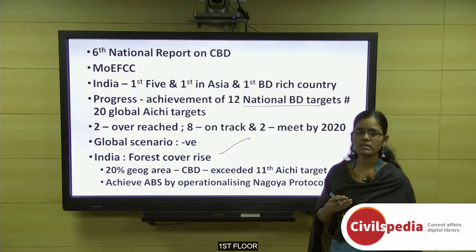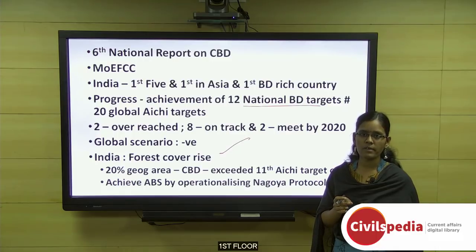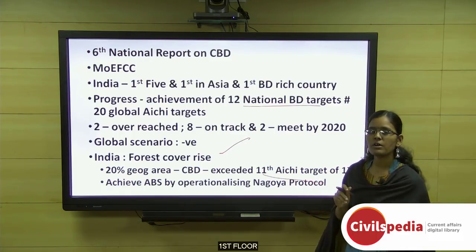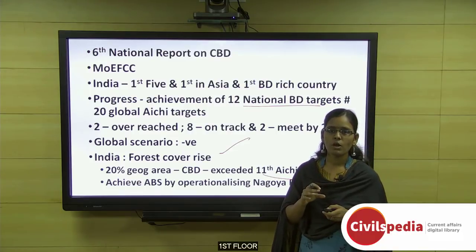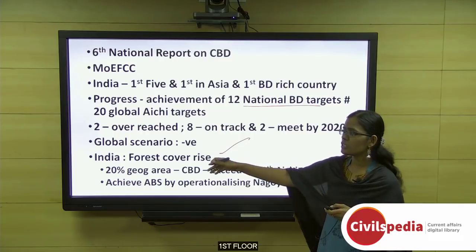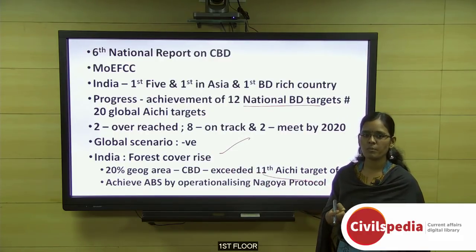Another thing is that India's 20% of geographical area comes under the conservation of biodiversity, while the 11th Aichi target shows that we need a minimum of 17% of the total geographical area to come under the conservation of biodiversity. We have overachieved this target, with 20% of India's geographical area under biodiversity conservation.